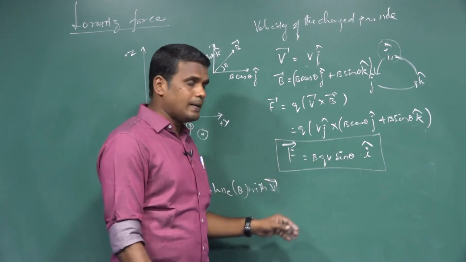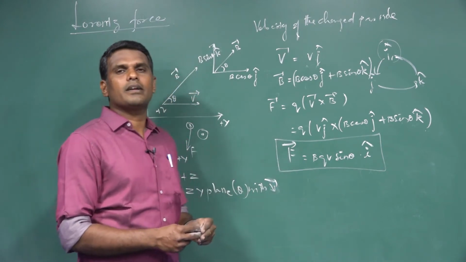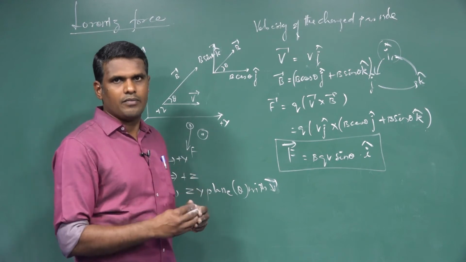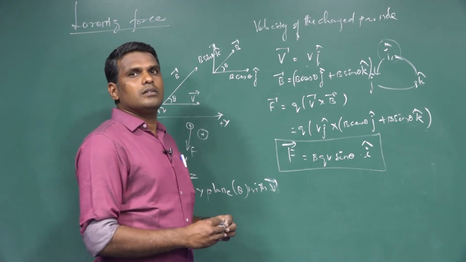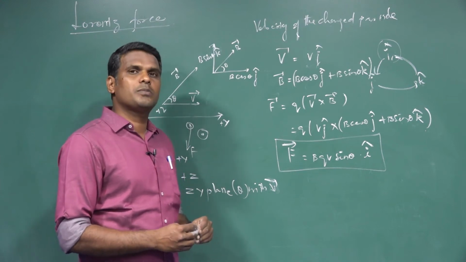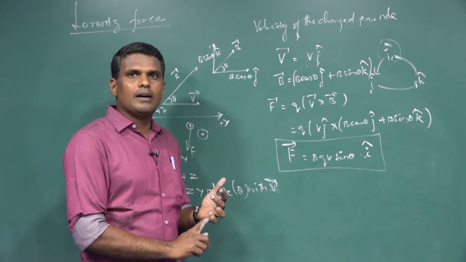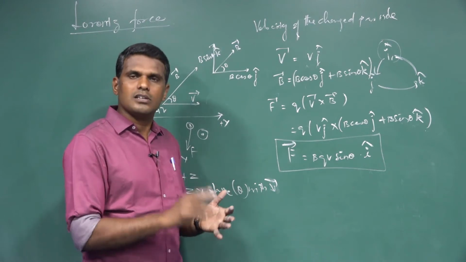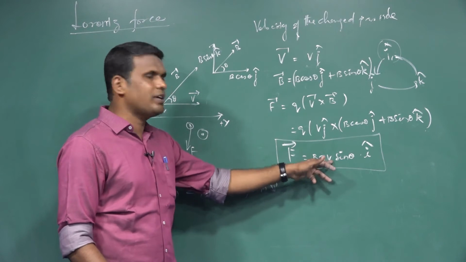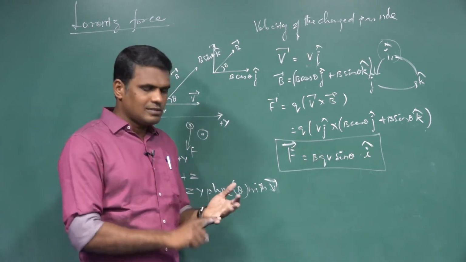So we can conclude, when a charged particle moves parallel or anti-parallel to magnetic field, this is the first result, the force experienced by the charged particle is 0. Already you might have studied that the force acting on a charged particle which is at rest is also 0, because velocity term is 0, V is 0. That is the second result.